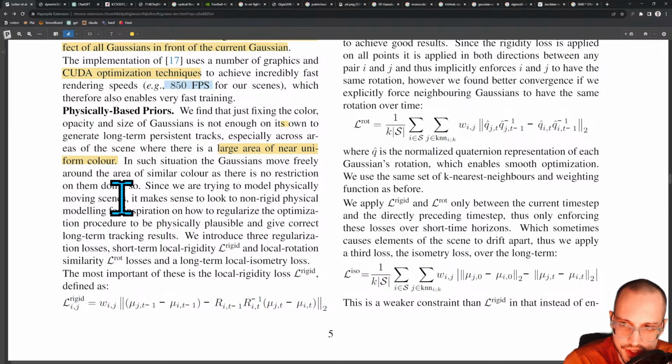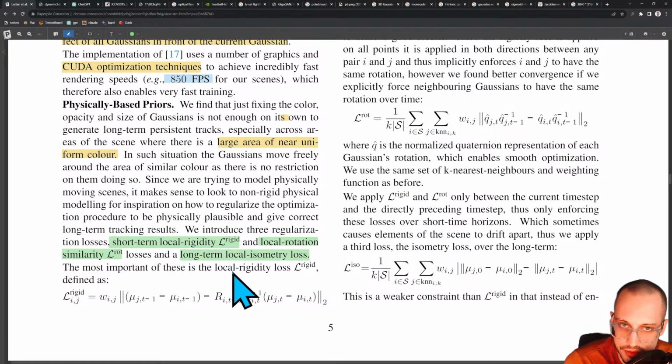Since we are trying to model physical moving, it makes sense to look to non-rigid physical modeling for inspiration on how to regularize the optimization procedure to be physically plausible and give correct long-term tracking results. We introduce 3 regularization losses: short-term local rigidity, L rigid, local rotation similarity, L rot, and then a long-term local isometry loss. The most important of these is the local rigidity loss, this one here.